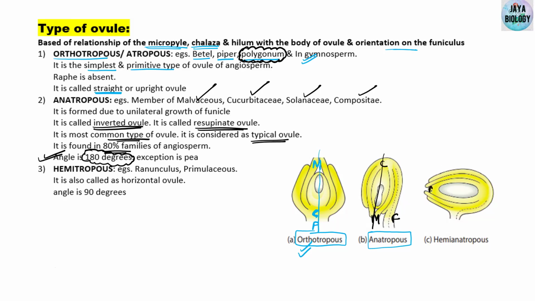Now, this is another type of ovule: micropyle, chalaza, and funicle. They are in one line and making a 90-degree angle with the funicle. So this is known as hemi-anatropous, because ana means 180 degree, ortho means 0 degree, so this is hemi, meaning half, 90-degree rotation. We say this is a horizontal ovule, shown by members of the families Ranunculaceae and Primulaceae.